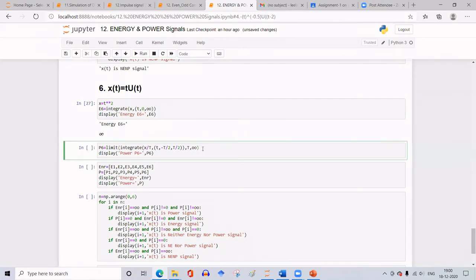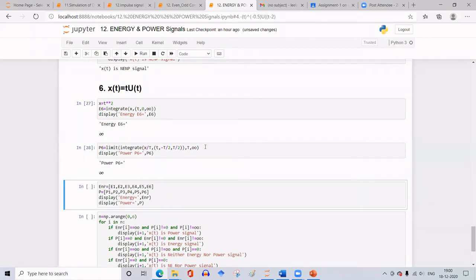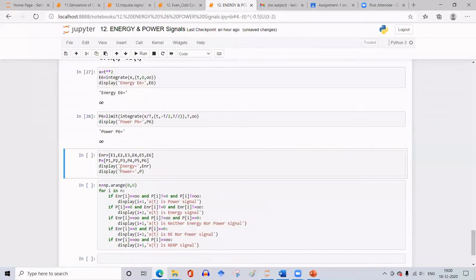And calculate the power. Power also you get as infinity. So it is neither energy nor power signal. Okay.